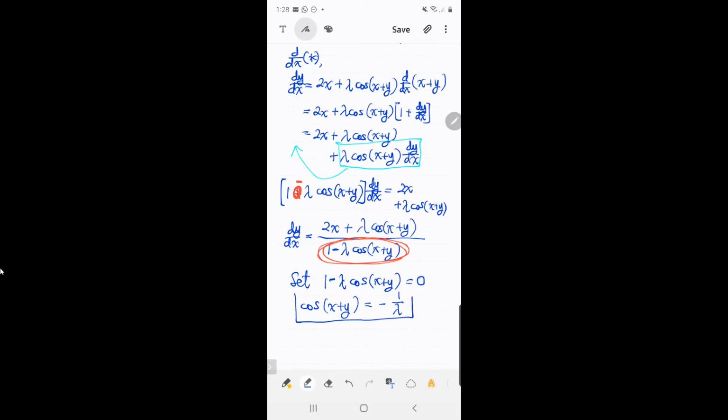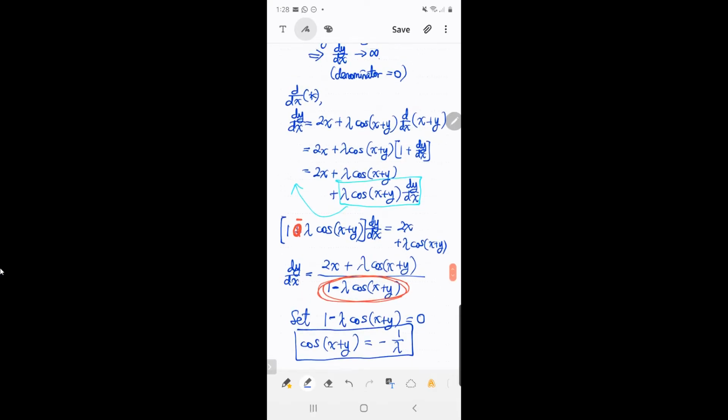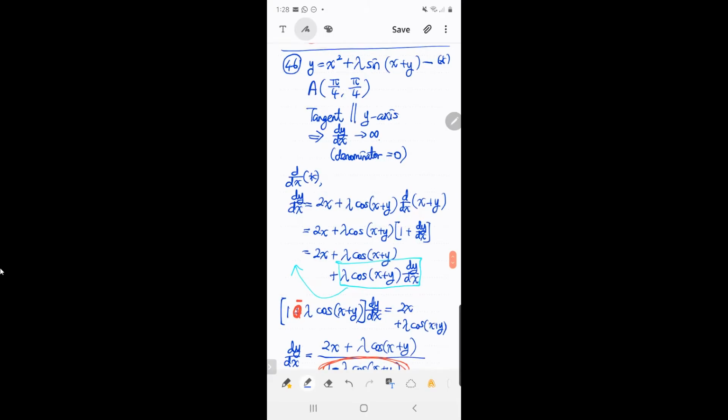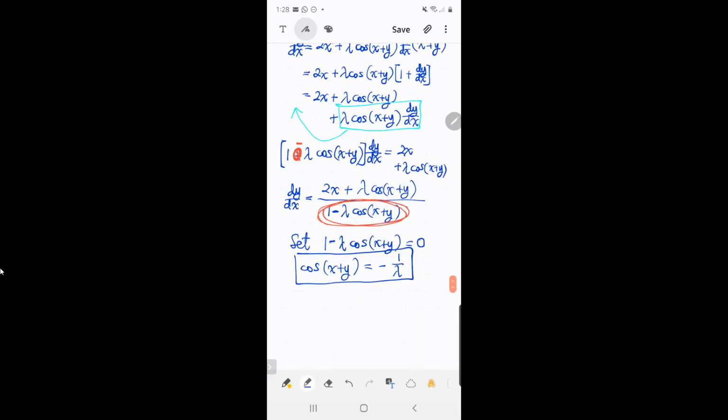All right. The problem is you don't know what lambda is. Is there a way to find lambda? Now you go back to the given equation, y is equal to x squared plus lambda sin(x plus y). Is there a way to find lambda? Given that this curve passes through the point A with coordinates pi over 4, pi over 4, substitute x and y into equation star.